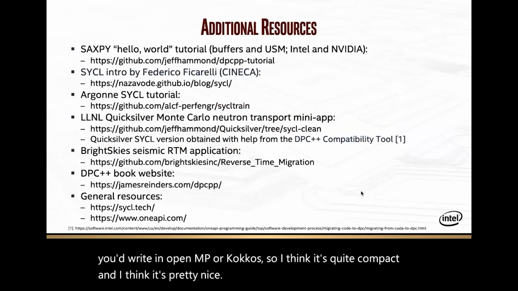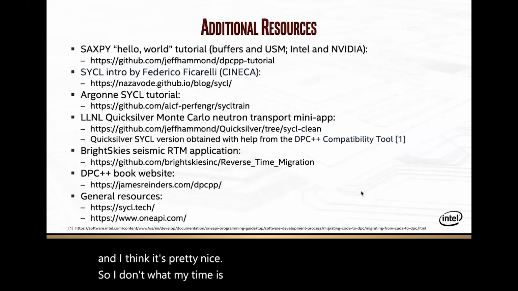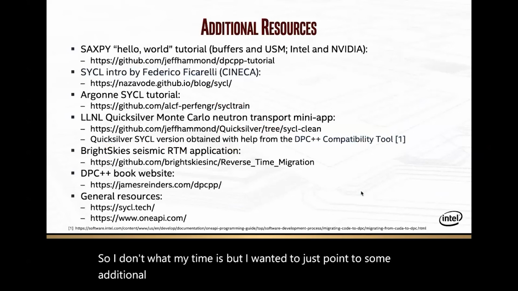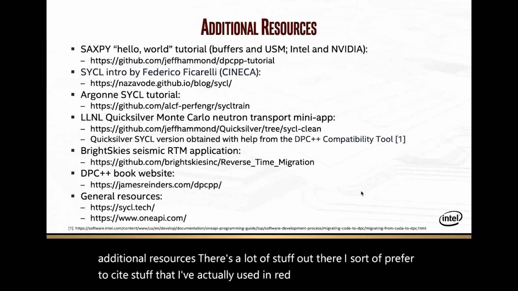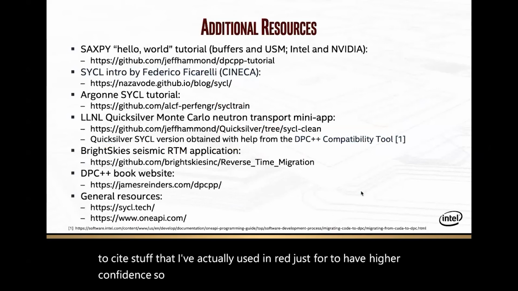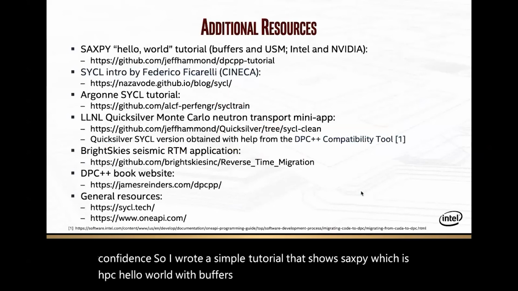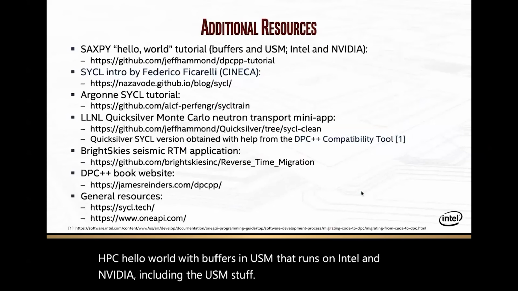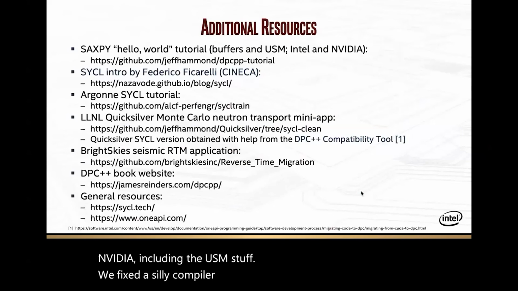So I don't actually know what my time is, but I wanted to just point to some additional resources. There's a lot of stuff out there. I sort of prefer to cite stuff that I've actually used and read, just to have higher confidence. So I wrote a simple tutorial that shows SAXPY, which is the HPC Hello World, with buffers and USM that runs on Intel and NVIDIA, including the USM stuff. We fixed a silly compiler bug last week or two to get that all working.